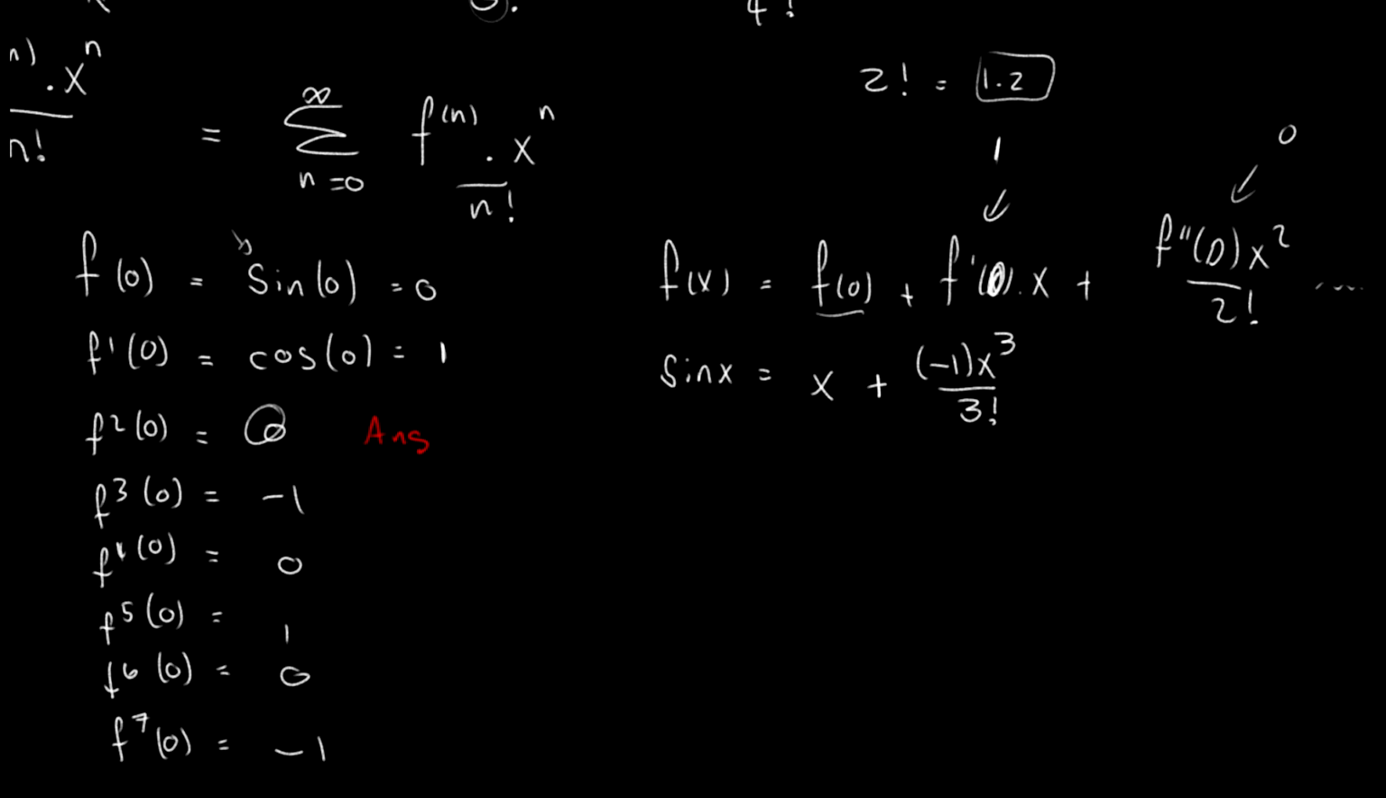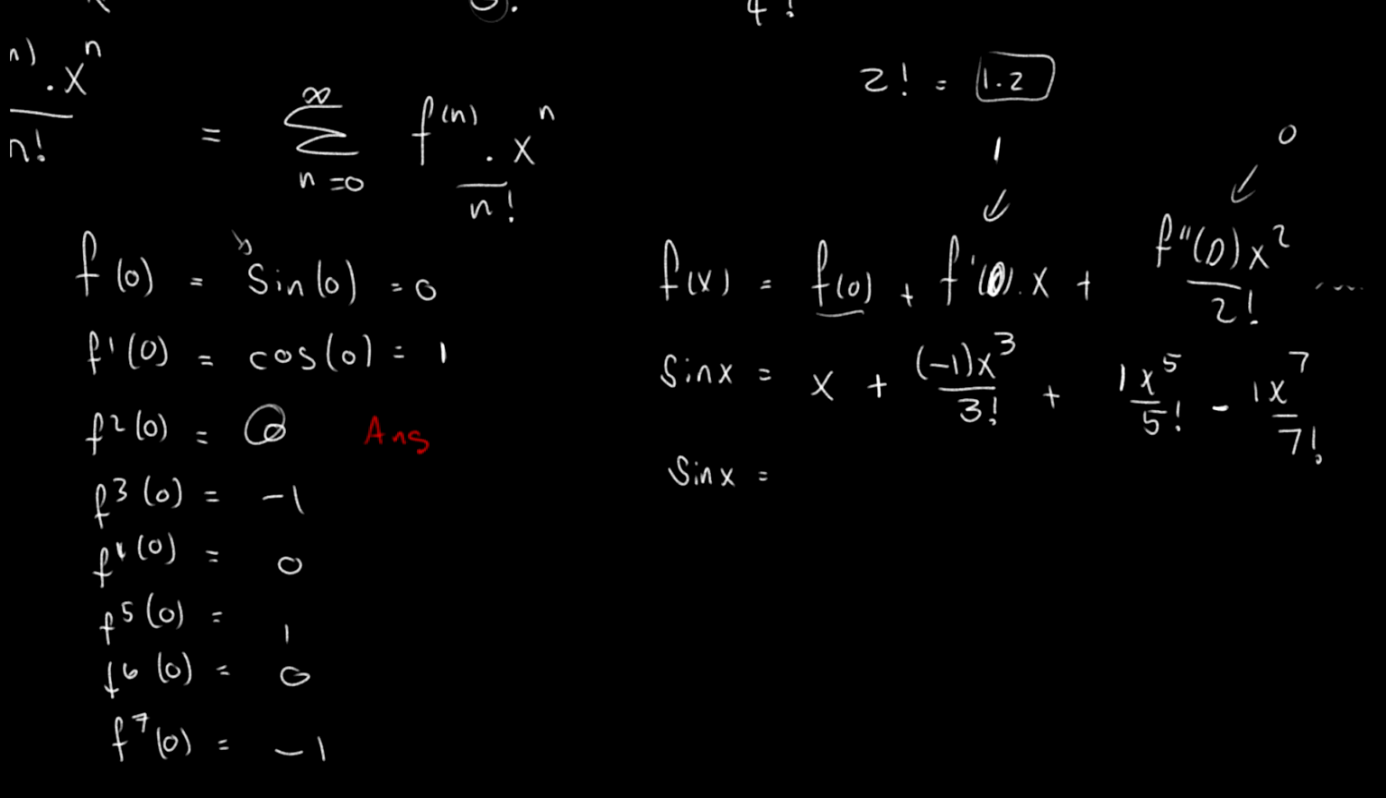The 4th term, we skip because it's a 0 again. Here's a nice little tip. If you ever see a 0, you can just skip it. However, we need to write 5. So 5 is going to be plus 1 x to the 5 over 5 factorial. We skip 6. And 7 is just going to be minus x to the 7 over 7 factorial. And there we go.